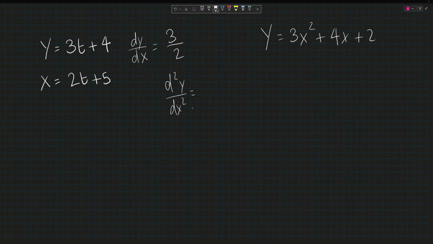Alright, let's talk about second derivatives. And before we go to the parametric functions, let's understand what second derivatives mean. And to be honest, second derivatives is just the derivative of a derivative.